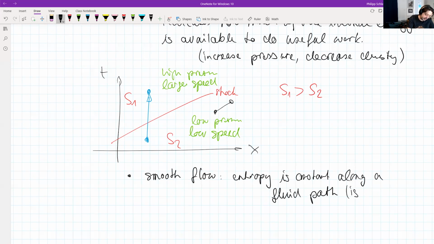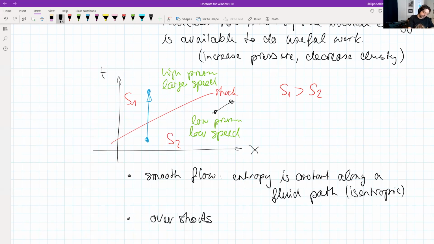Constant entropy means isentropic. And of course, that just means that if I move from this point to this point in a smooth flow, so a flow where I have a normal mathematical solution without any discontinuities, I actually do not need to consider the entropy condition, because the entropy doesn't change and it will not give me anything. But the problem is over shocks.